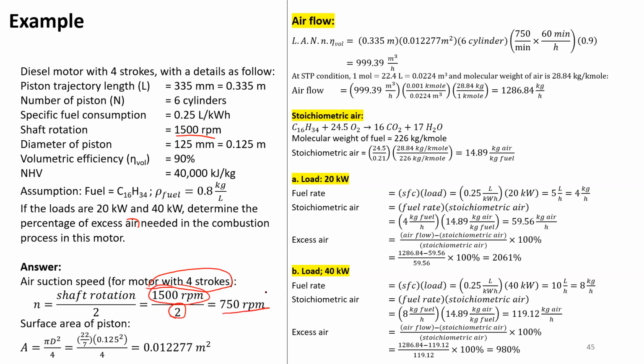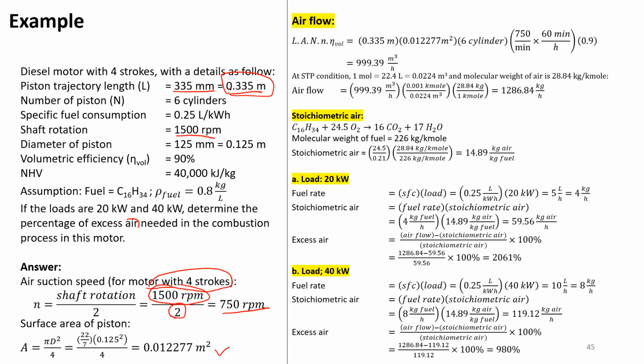After that, you need to calculate the surface area of the piston. Because this is in the form of a cylinder, the surface area will be a circle. So you can just use pi d square divided by 4. Then you will get this. Don't forget to change the units. Because this is stated in millimeters, you need to change it to meters.